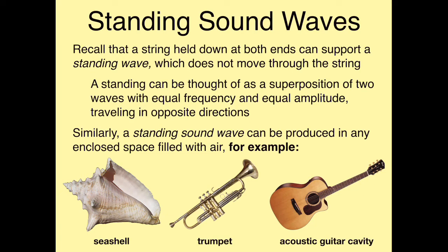Now, a standing wave, as we saw, can be thought of as a superposition of two waves that have equal frequency and equal amplitude, but are traveling in opposite directions. So in other words, you have two waves that are exactly the same. The only difference is they're traveling in opposite directions. If you add those two waves together, what you get is a standing wave.